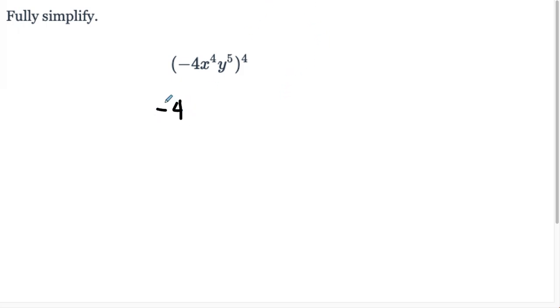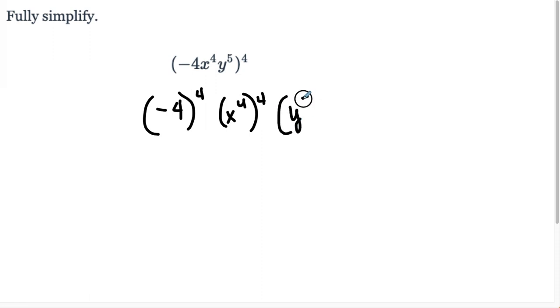Okay, so this is negative 4 to the fourth power, and then x to the fourth power raised to another fourth power, and then y to the fifth power raised to the fourth power. All right, so again, negative 4 to the fourth power is negative 4 times negative 4 times negative 4 times negative 4, which is positive 16 times 16, which is 256.